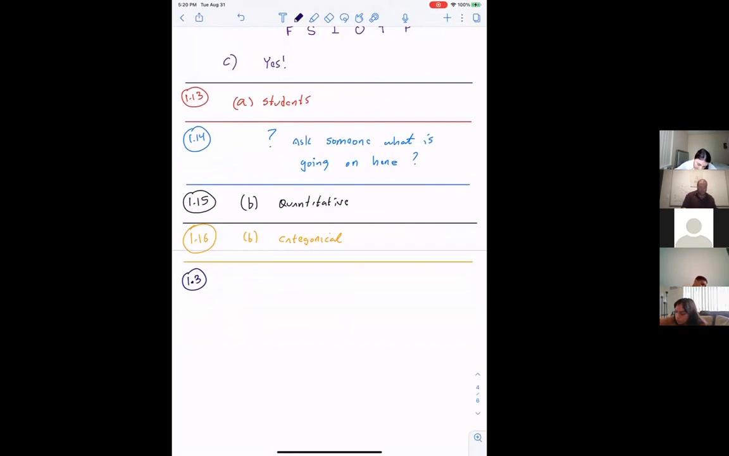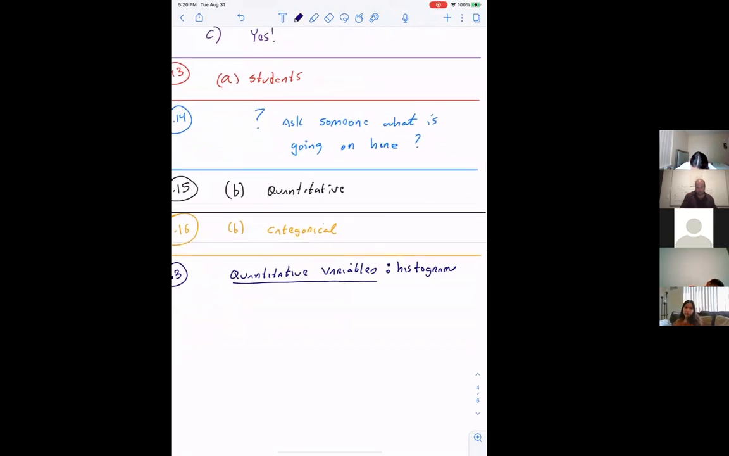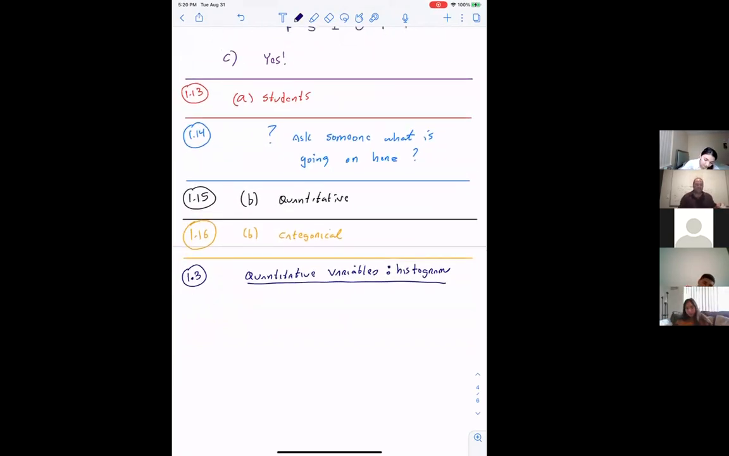And 1.3 is now on quantitative variables. In particular, histograms. The histogram is not the only graphical display that we use for quantitative variables. There will be another one that we use, but that's not for a couple more sections. So right now, quantitative variables, specifically a histogram.